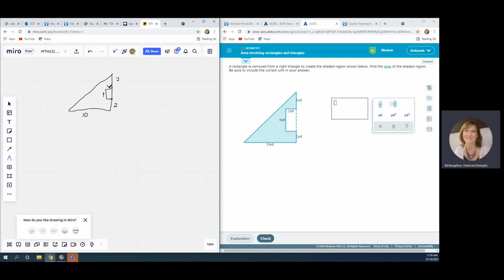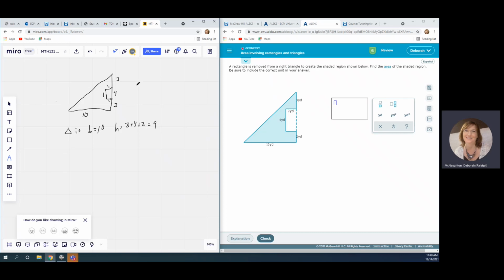So the first thing we need to realize is that if this is 2, this is 2. If this is 4, this side is also 4. So I always recommend go ahead and write that 4 in over here for this side. So your triangle has base 10. And the height is 3 plus 4 plus 2, which is 9.